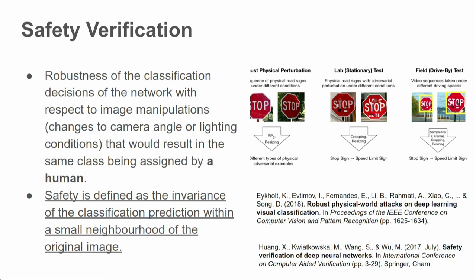If I take an image of an apple and I do some perturbation or some changes to it, if the changes are not severe, the prediction shouldn't change. And you can start asking the question, how big is this area around the original image? And then you can say something about the reliability of the classification system based on how big this area is.